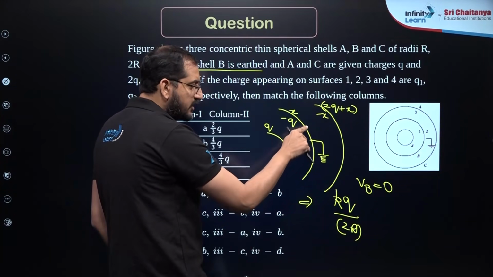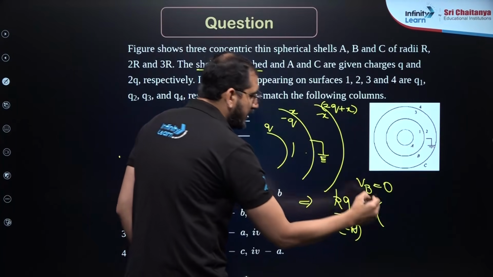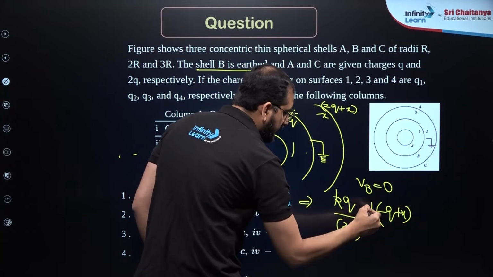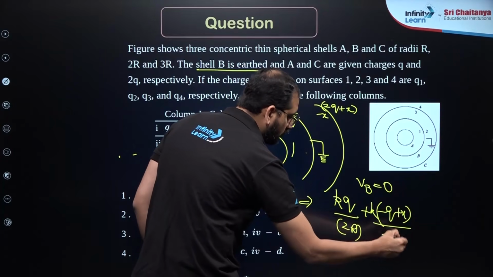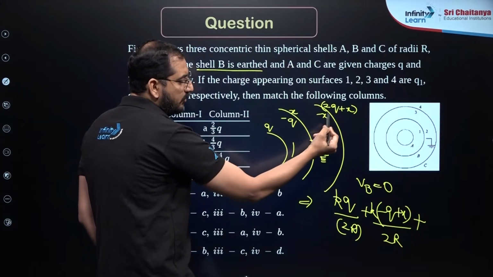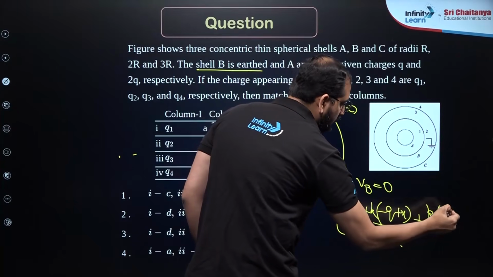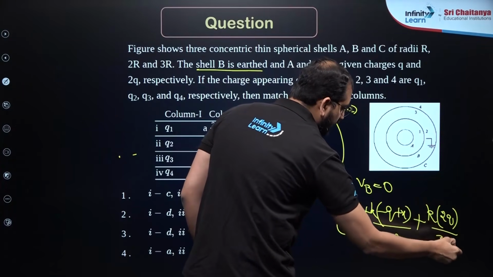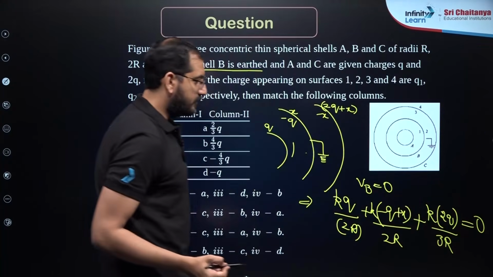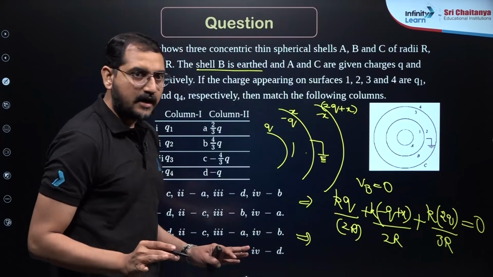The contribution of shell B itself is going to be K times the total charge, minus Q plus X, divided by 2R. And the total contribution over here, the total charge is 2Q. That will come out to be K2Q divided by 3R, and that is equal to 0, right? Let us try to solve this one and calculate the value of X.